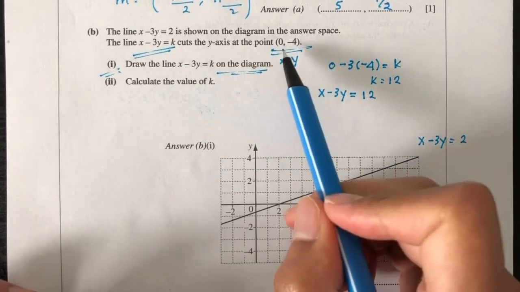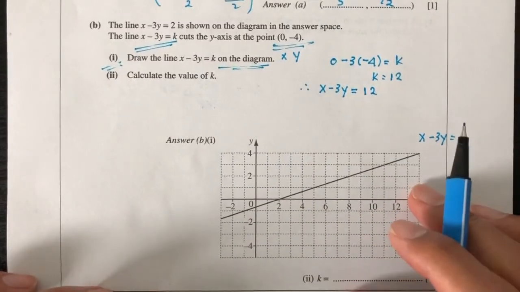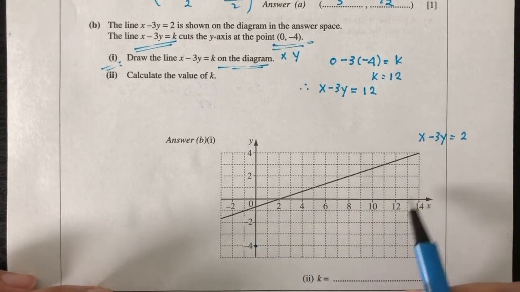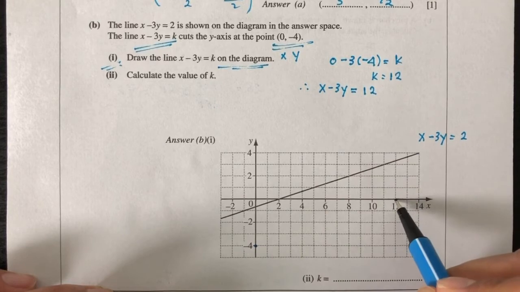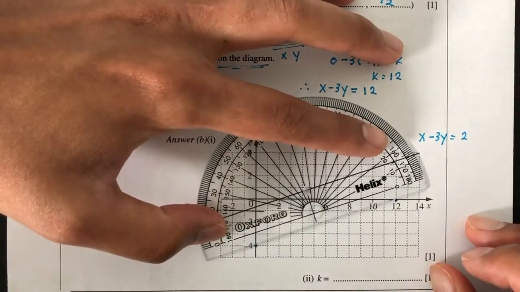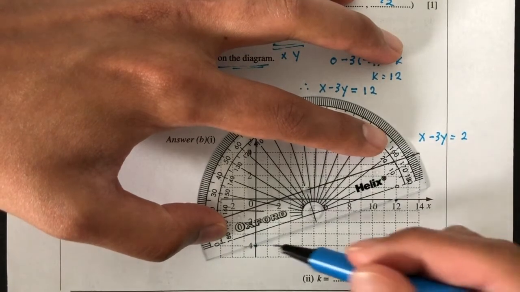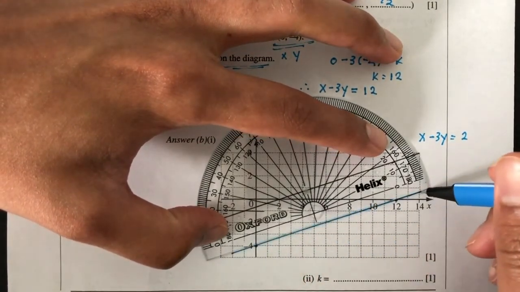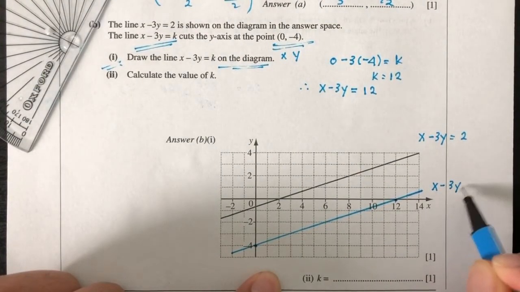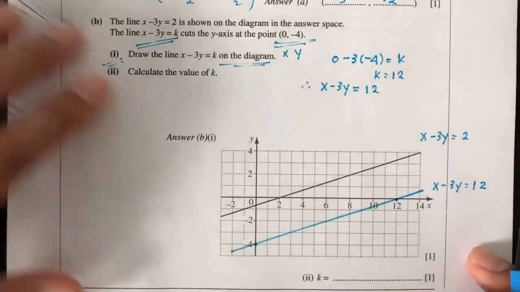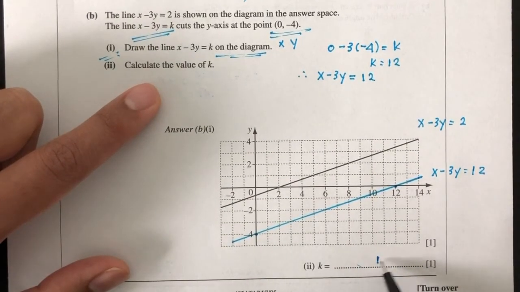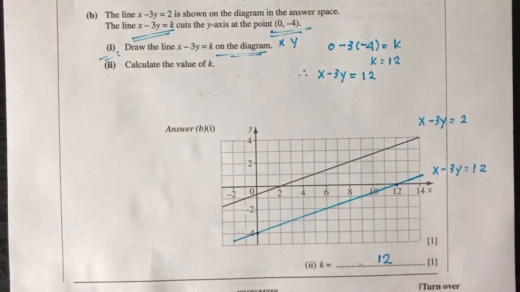Okay, so the first point is (0, minus 4). So 0 is here, minus 4 is here. That's your first point. And what is the point on the x-axis when y equals 0? 12. Okay, so we can just connect those two to draw the line. So that's the line we need to draw. This is x minus 3y equal to 12. So the value of k is 12, as we have found. And this is question number 13.